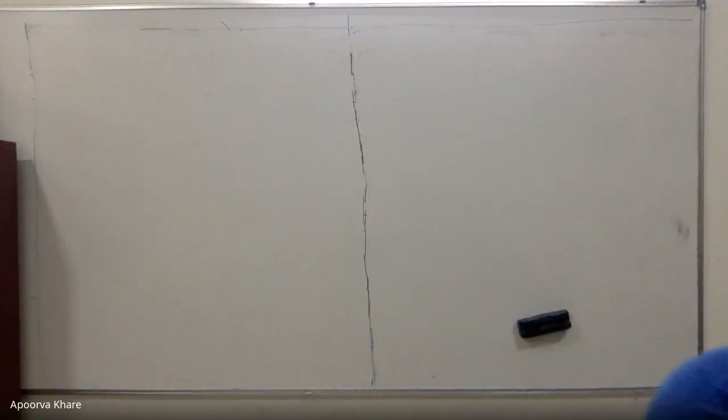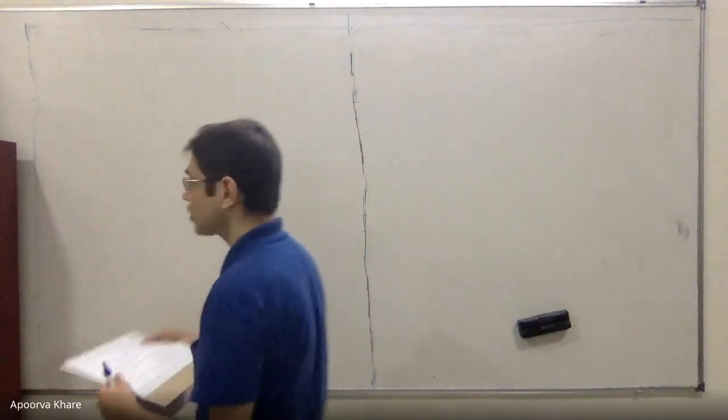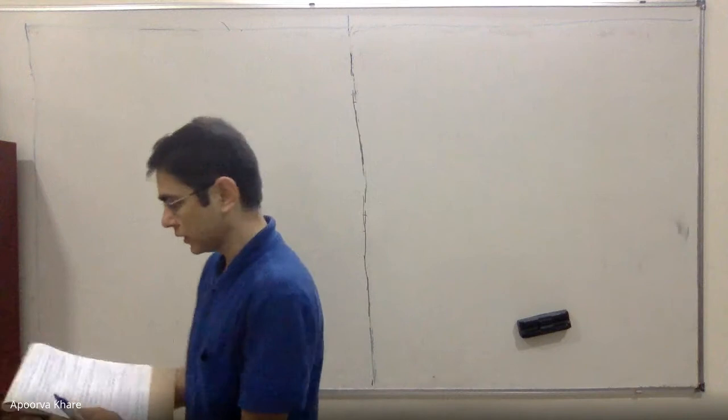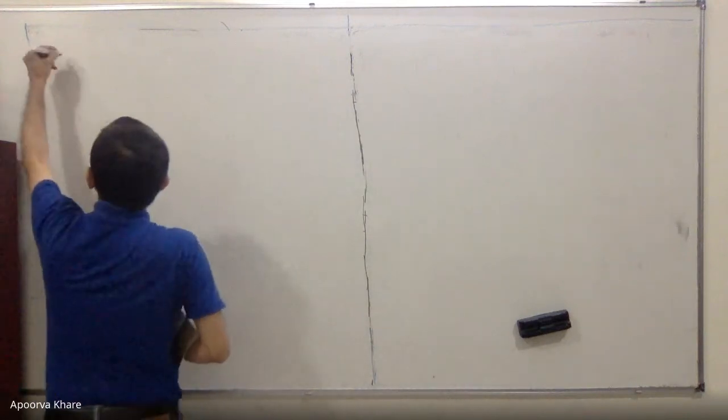Okay, so welcome back. We stopped last time with the Cayley-Hamilton theorem. Today we will start with, I believe, the minimal polynomial. So we've already seen the characteristic polynomial.